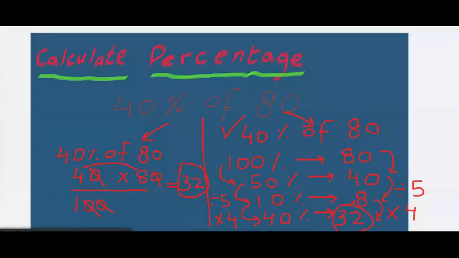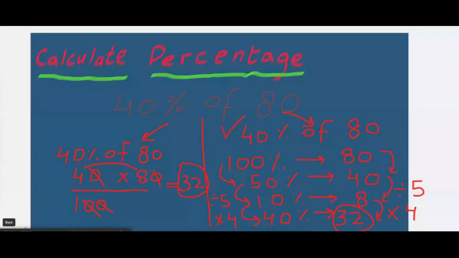So you can see that we can calculate the percentage using the formula method and using our mental strength. If you do it orally, it's very easy, very simple. 40% of 80 we need to calculate. 100% is 80 actually. 50% is 40. 10% is 8 and 40% is 32. I hope you understand this question.